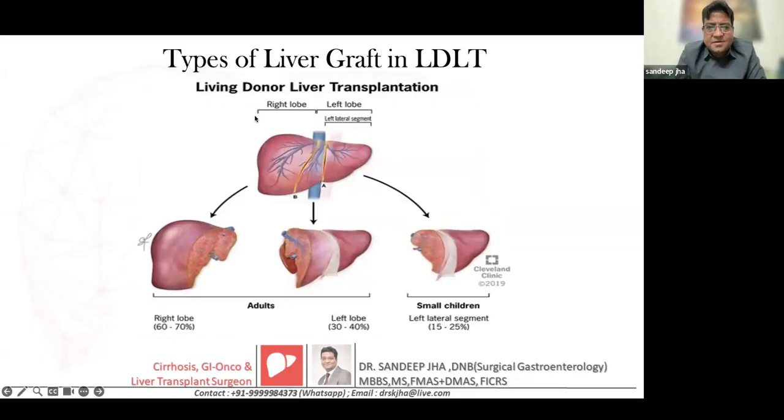Now, like I said, the right lobe and left lobe: if the recipient is an adult individual, then we take the right lobe because adults require more mass of liver. So in adults, usually we go with the right lobe of the liver. If it's a small child who requires less volume of liver tissue, then we go for a left lateral segment, or maybe a left lobe of the liver is transplanted in these children.